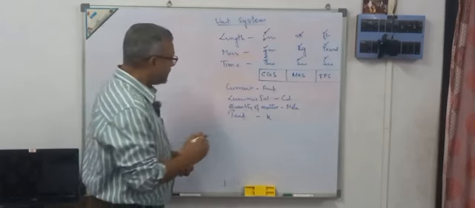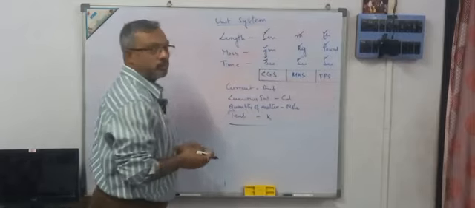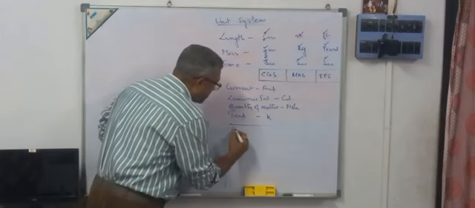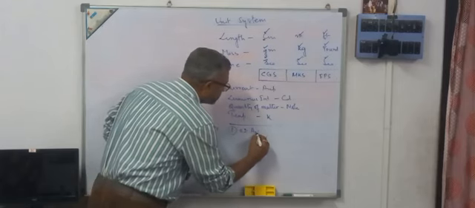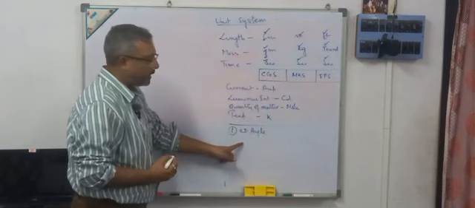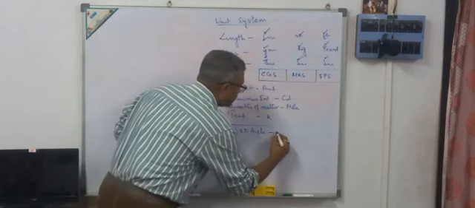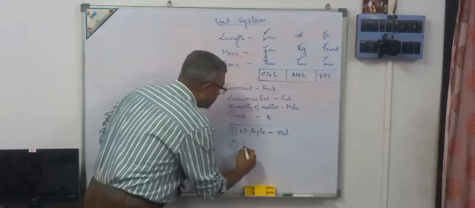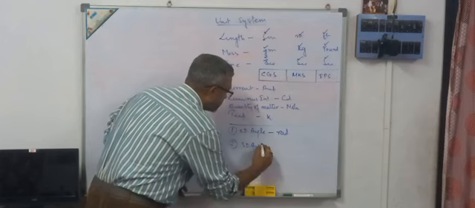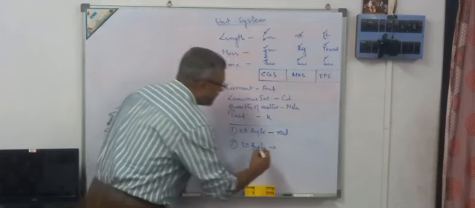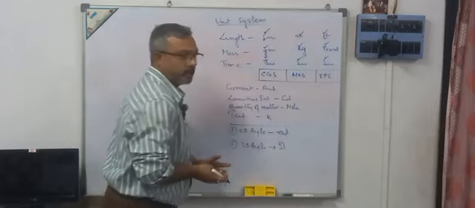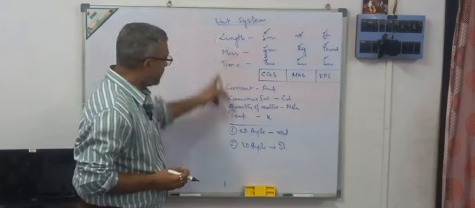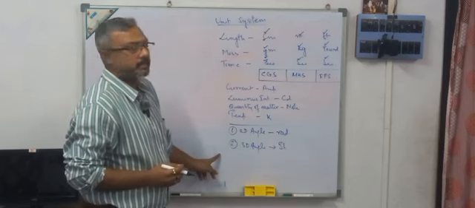Other than these 7, another 2 units are there. These 2 are known as the supplementary units. The first one is the 2D angle, or simply called angle, which is defined in terms of radian, and the second one is the 3D angle, which is represented by steradian. That is, 7 fundamental plus 2, a total of 9 units.